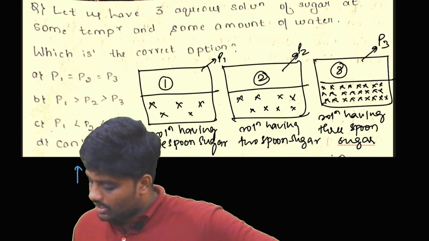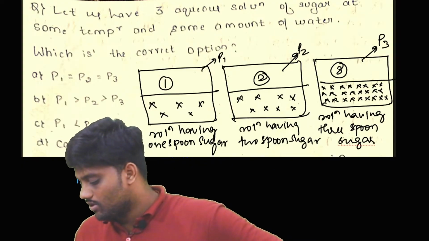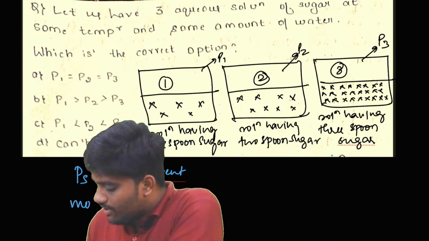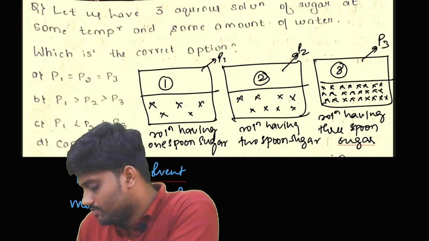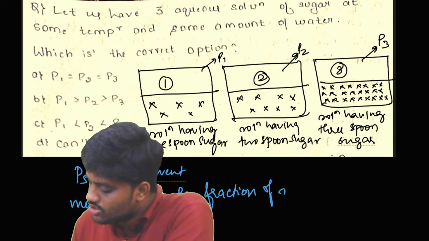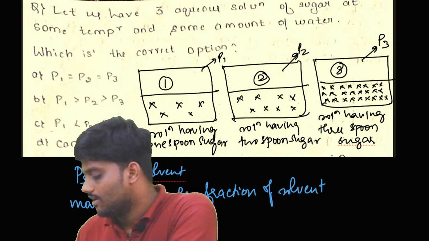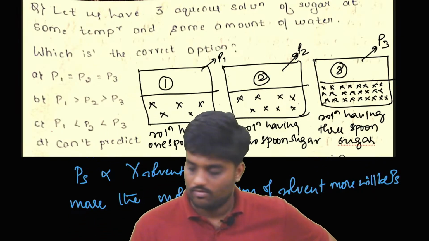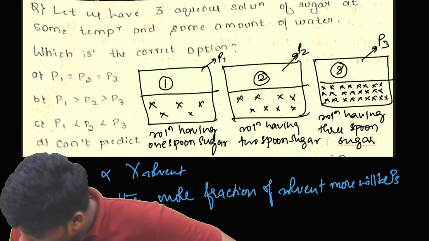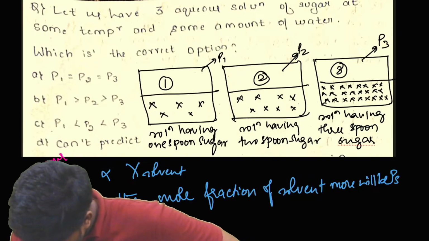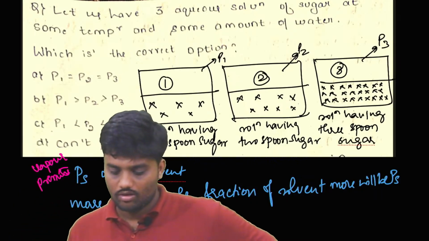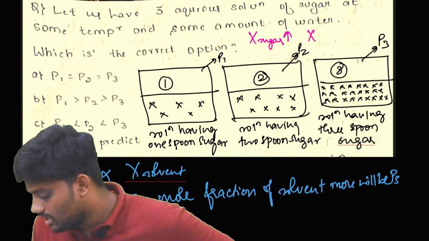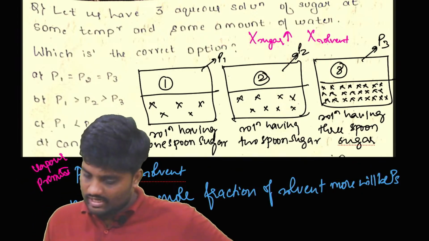Since I know that the pressure of the solution is directly proportional to the solvent mole fraction, that means the more the solvent mole fraction, the more will be the solution pressure. Ps is nothing but the vapor pressure. See here, where the mole fraction of sugar increases, the solvent mole fraction decreases.